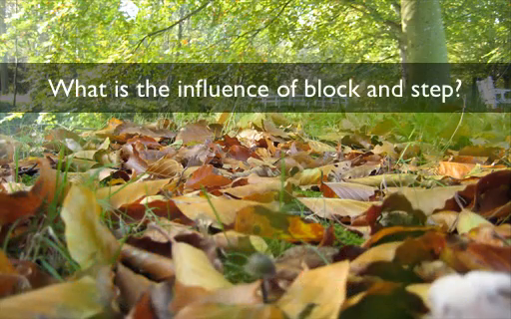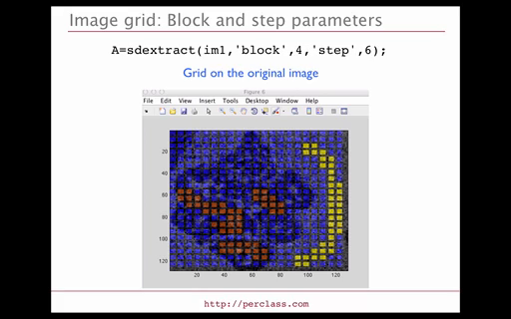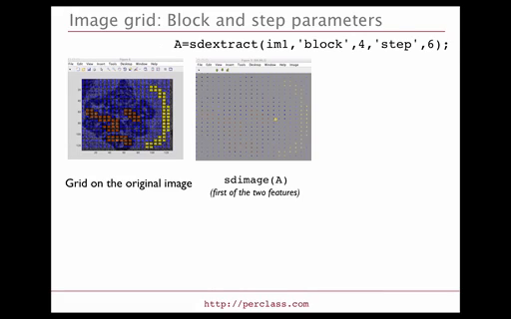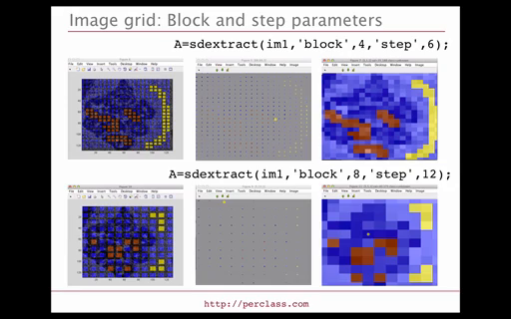What is the influence of the block and step parameters? The block size is important to control the level of local details captured by the features. This is the grid on the original picture of a 4x4 block with step 6. Every block on the grid results in a data sample. Visualizing the resulting dataset shows a very sparse image. The shrink to grid option allows us to have a meaningful visual view of the data. Setting a larger step is useful to reduce the amount of samples extracted from high-resolution imagery. This is, for example, what happens when we ask for an 8x8 block with a 12-pixel step.